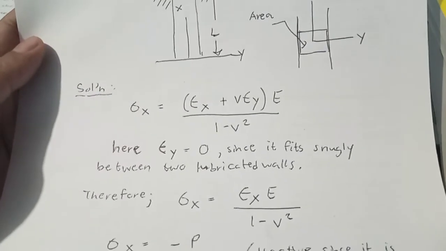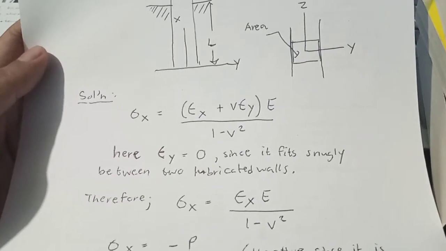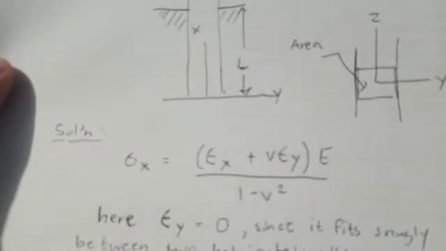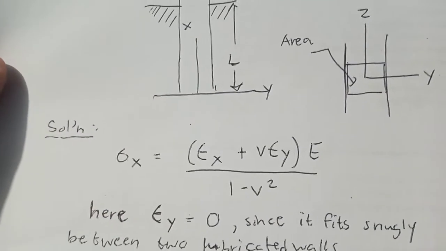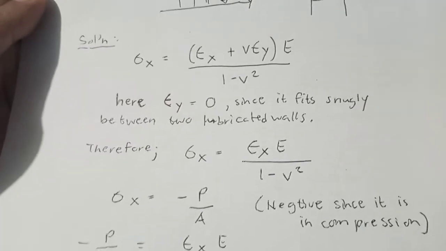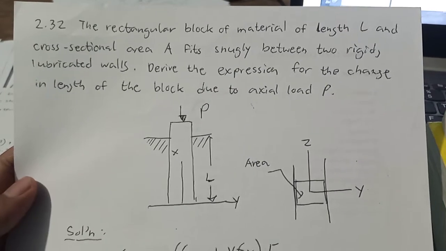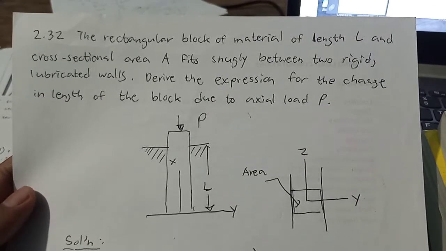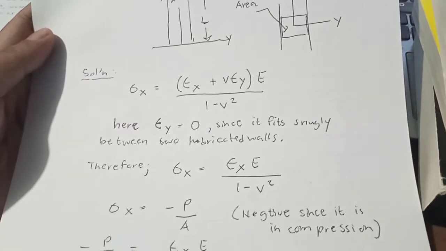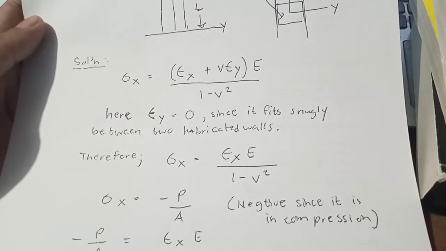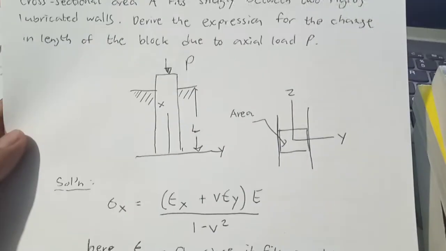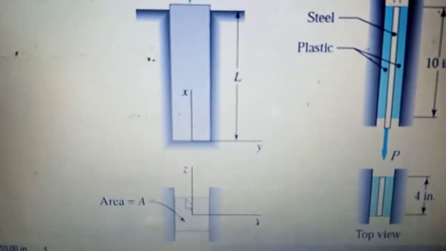Therefore, the stress at x is equal to epsilon x times E over 1 minus v squared, since epsilon y, the strain at y, should be 0. Since this P is compressing the rectangular block, it is negative, since it is in compression. So stress x is equal to negative P over A. The A here is the area.